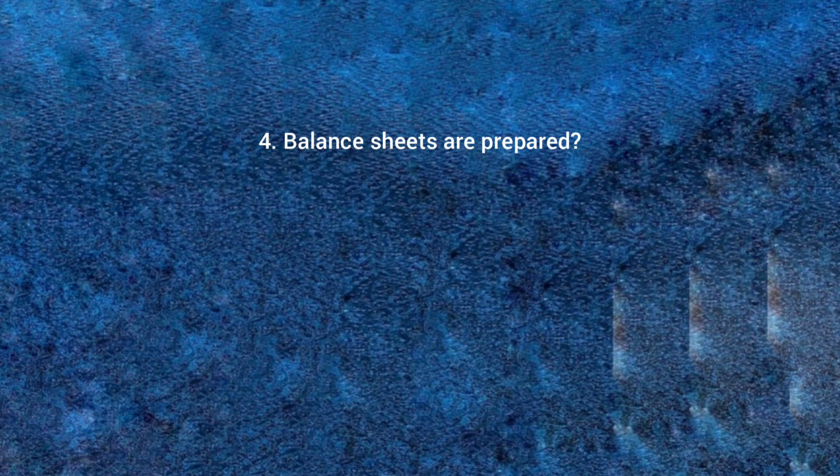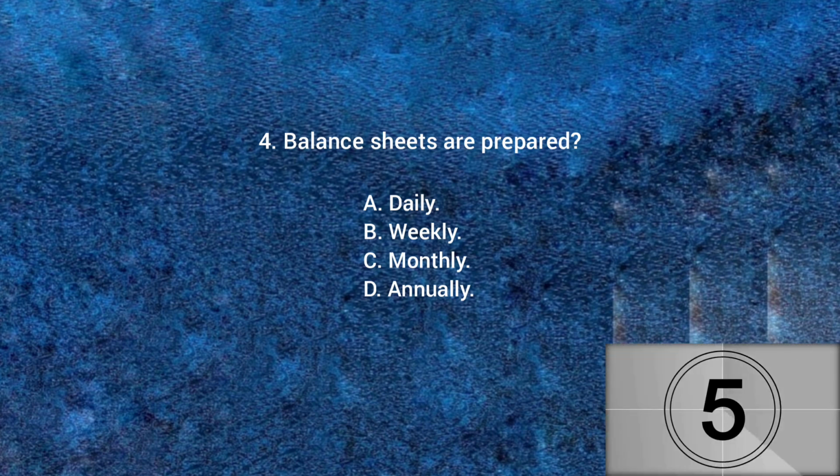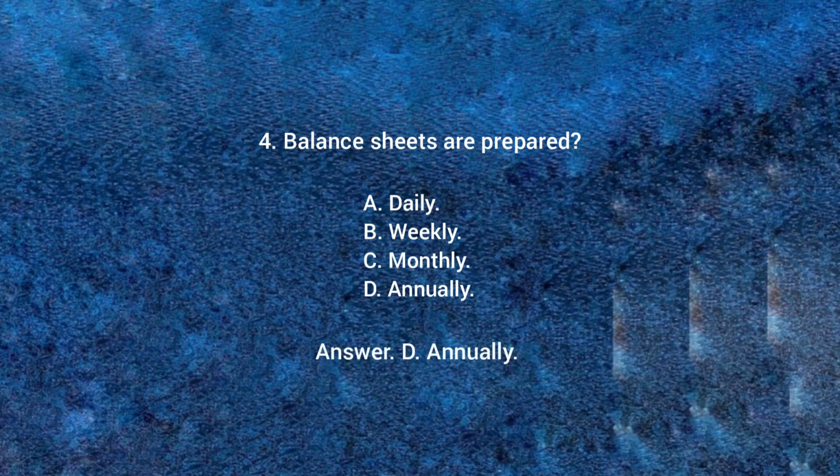Question number 4. Balance sheets are prepared. The options are A. Daily, B. Weekly, C. Monthly, D. Annually. The correct answer is D. Annually.